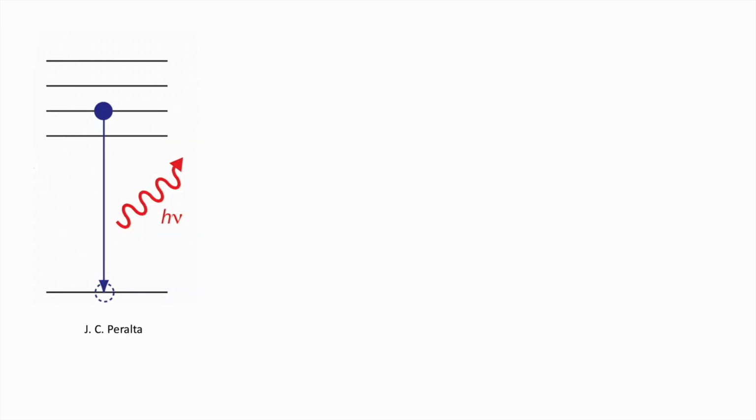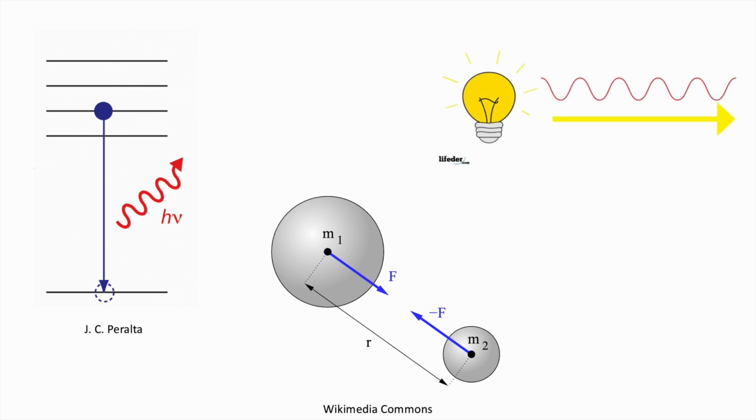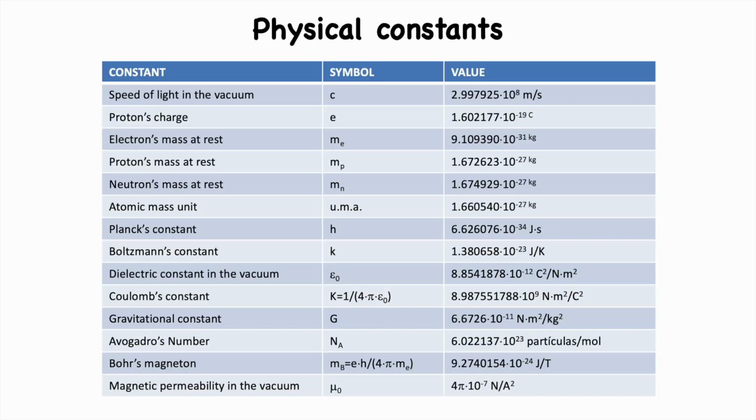A physical constant is a physical quantity such that, for a fixed unit system, remains unchanged over time in physical processes. Some of the best-known constants are Planck's constant, the gravitational constant, or the speed of light in the vacuum. This table here displays some more.